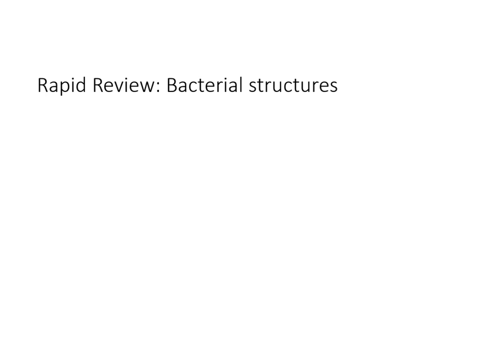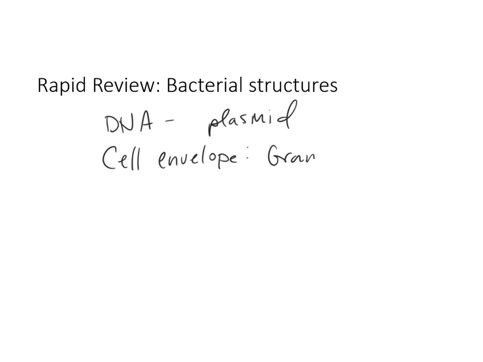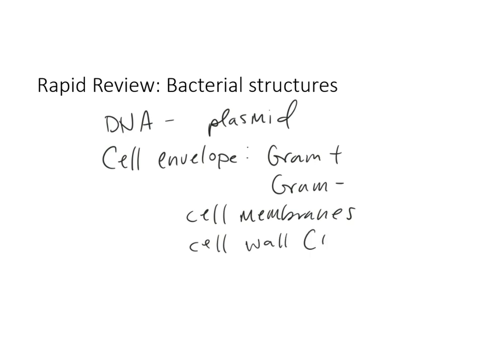All right, let's do this really rapid review. Bacteria have to have DNA. This can be genomic DNA, or it can be plasmids. They have to have genomic DNA. They may or may not have plasmids. The cell envelope, right? We have gram-positive and we have gram-negative cells. And that depends on the makeup of the cell membranes, which are lipid bilayers, and the cell wall, which is made up of peptidoglycan, or PTG.